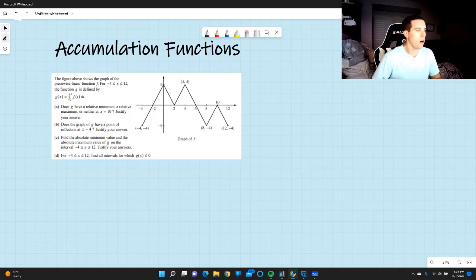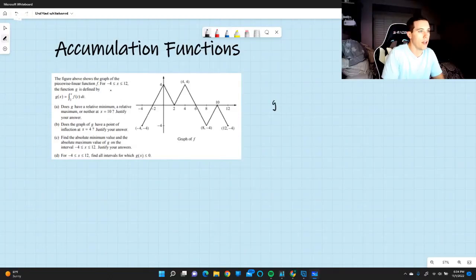Hi everyone. All right, so today we're doing more accumulation, and the goal is to work with this problem. And I'm going to introduce or reintroduce a topic to you called an accumulation function. That's what this piece is right here. So, what is an accumulation function?